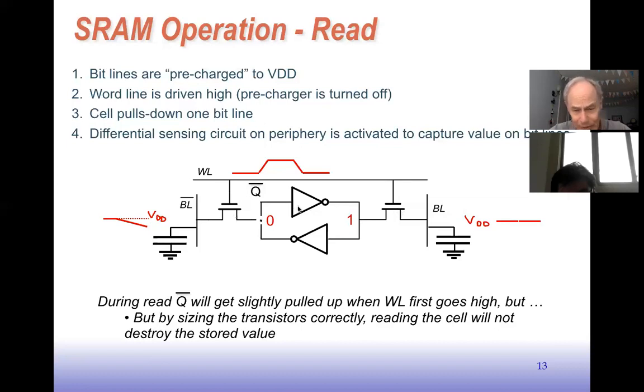So you notice we don't have P transistors here. These are not transmission gates. They're just N-type transistors, which means they're really good at pulling down. They're not so good at pulling up, but we don't have to pull up because we've pre-charged the bit lines high, right?